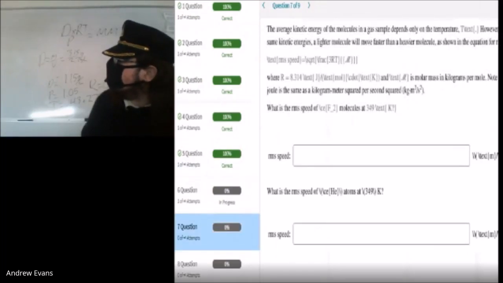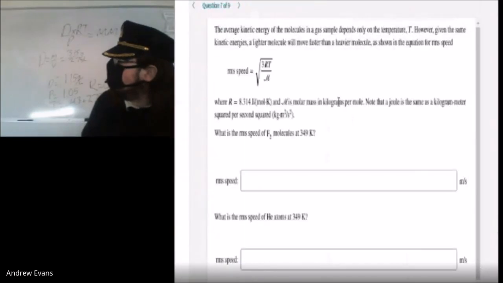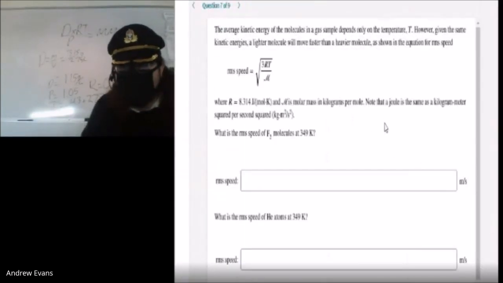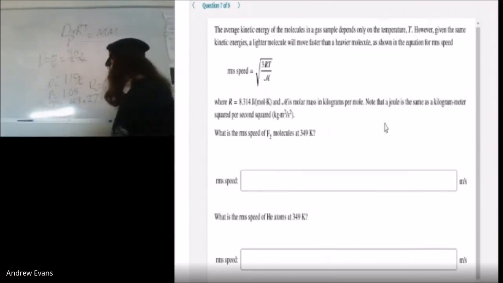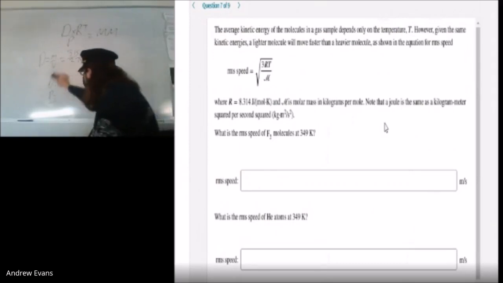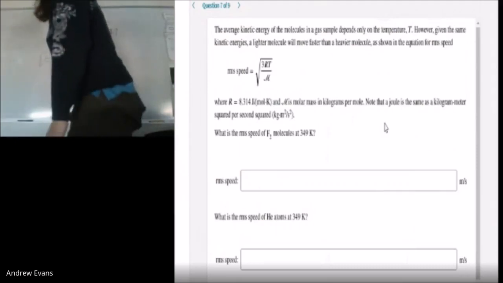This one is a root mean square velocity. As I said, I will not test you over this root mean square velocity because there's a couple tricky traps in here. But the concept still holds true. We will look at the effusion just the same.